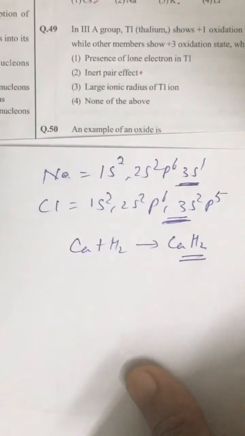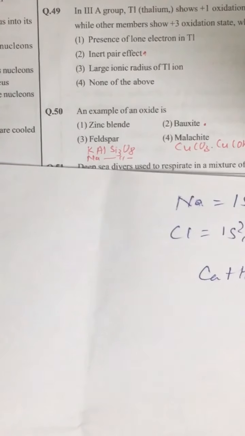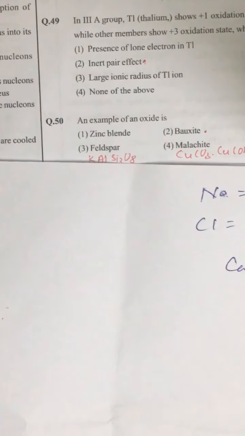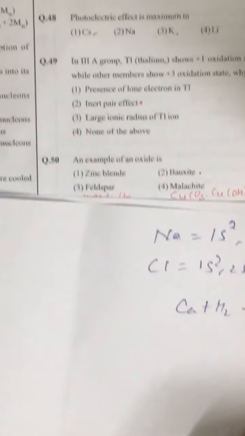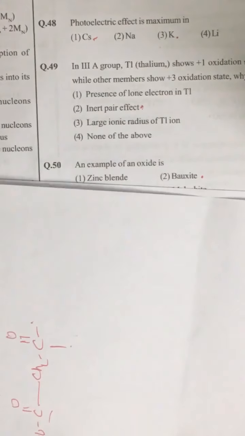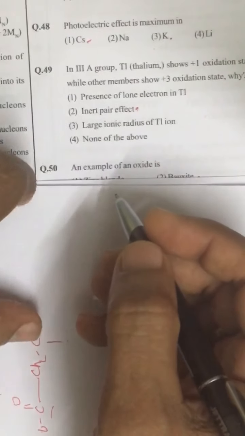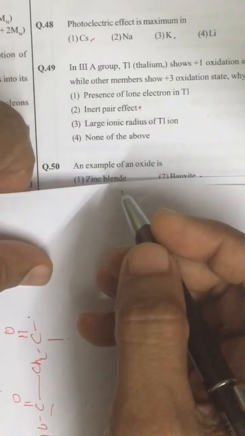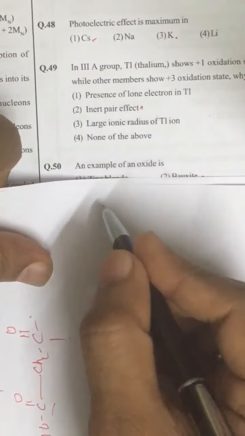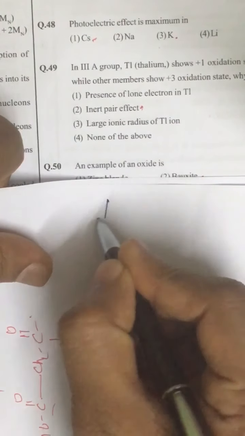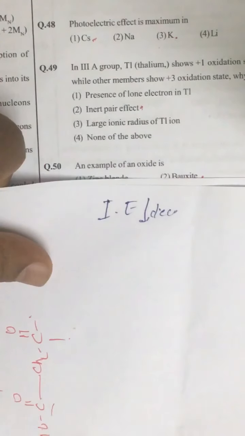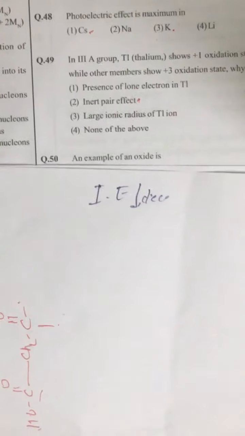Question number 48. Photoelectric effect is maximum in which? See, the photoelectric effect is based on the ionization energy. The lesser the ionization energy, the greater is the photoelectric effect. Ionization energy decreases downward in a group. So cesium is the best one which can show the photoelectric effect.